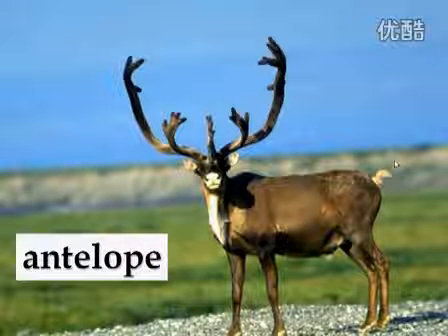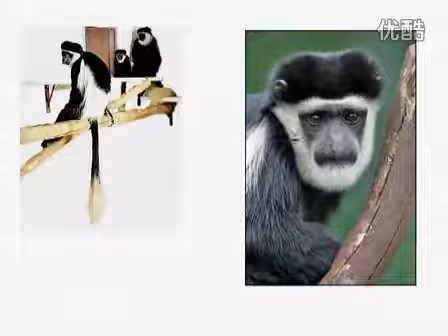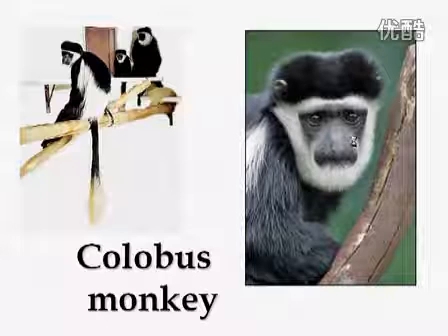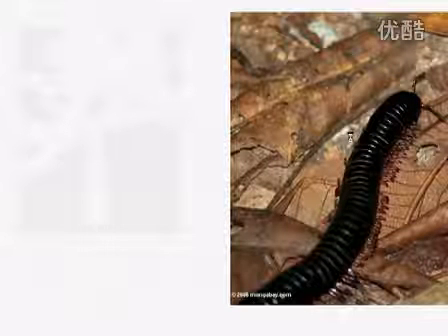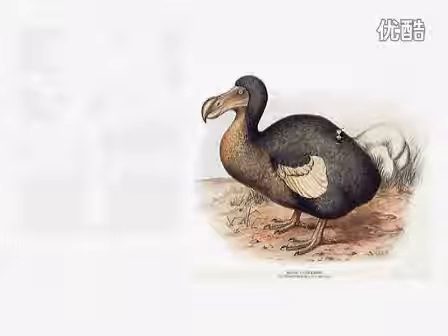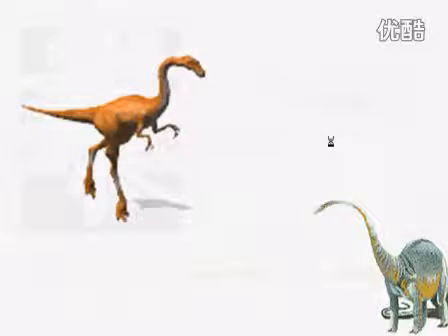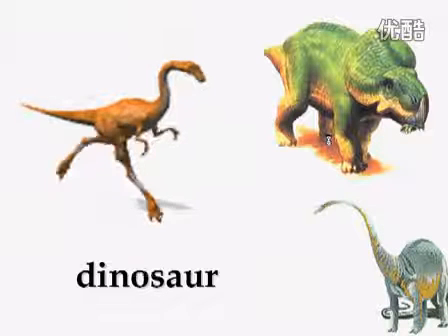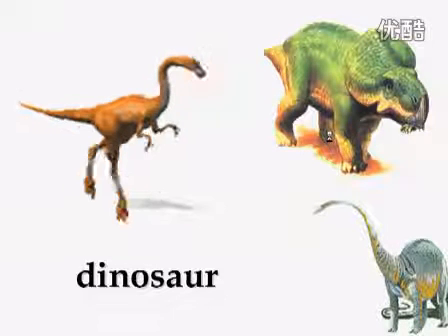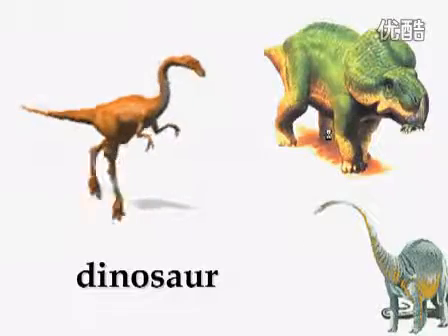Antelope. Antelope. This is a kind of monkey. It's called colobus monkey. Colobus monkey. And how about this guy? It's millipede. Millipede. Well, it's a kind of bird. Dodo. Dodo. Okay. Now you are very familiar with this kind of animals, right? Dinosaur. Dinosaur.